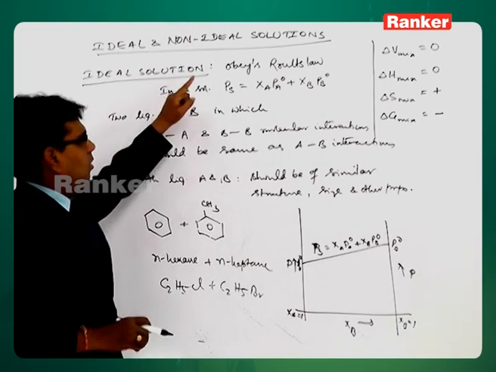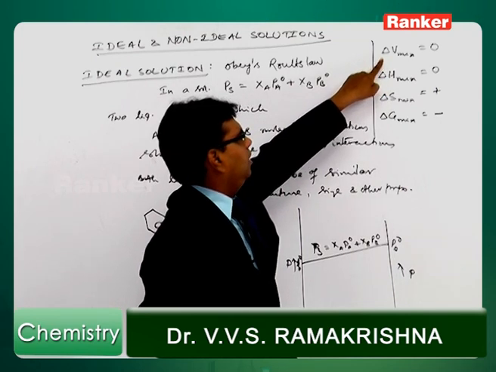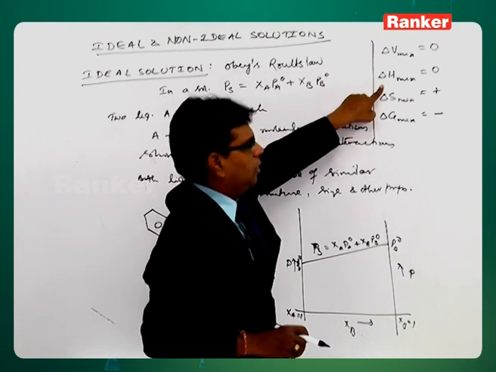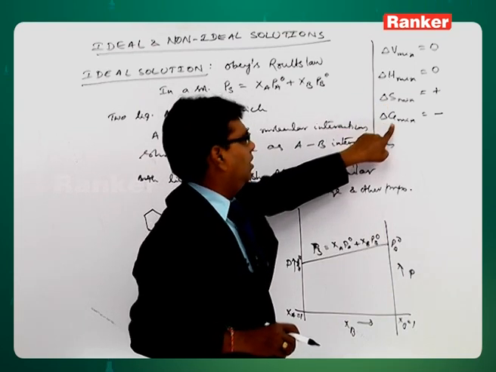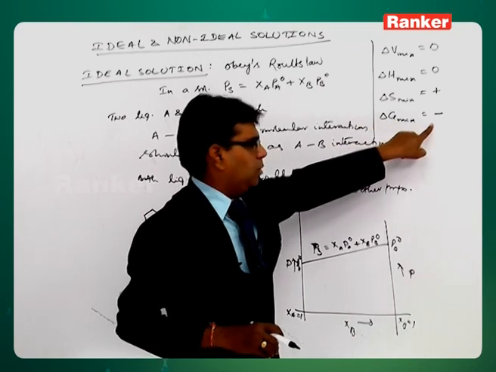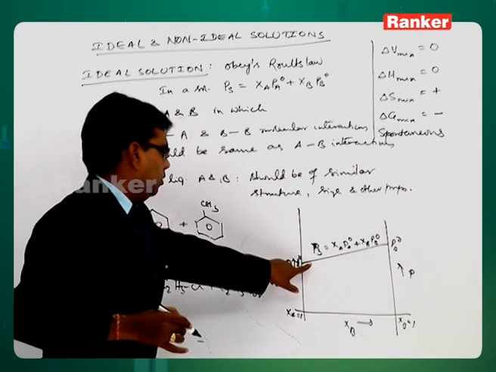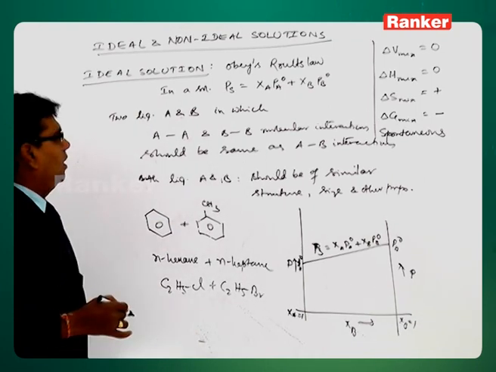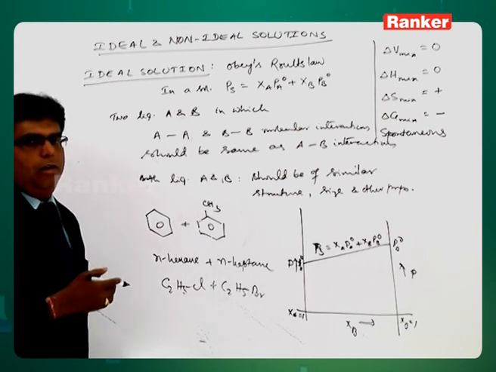So again, in brief, for an ideal solution, thermodynamical properties are such that delta V mixing is 0, delta H mixing is 0, no change in volume, no change in enthalpy upon mixing, entropy increases and free energy change becomes negative and the process is spontaneous, right, and it follows this graph, and all this is about the characteristics of ideal solution. Now after this, next we go to non-ideal solution.